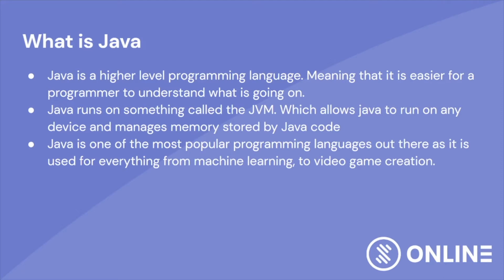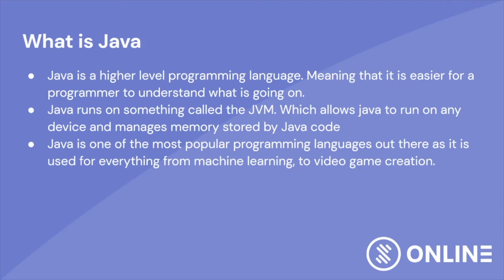Java is a higher level programming language, meaning that it is easier for a programmer to understand what is going on. There are two types of programming language. There's higher level and lower level. Higher level means that it's basically in English. The programmer can understand what is going on. It's all in different terms, like output and all of that. Lower level means more of binary kind of assembly, where it's not very clear to us what's going on, but it's very easy for the computer to understand.